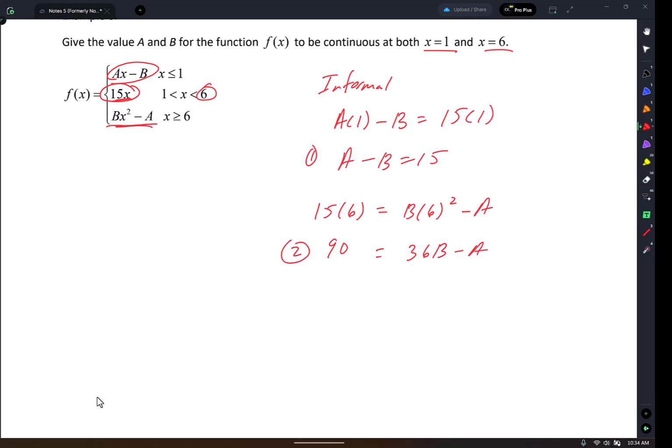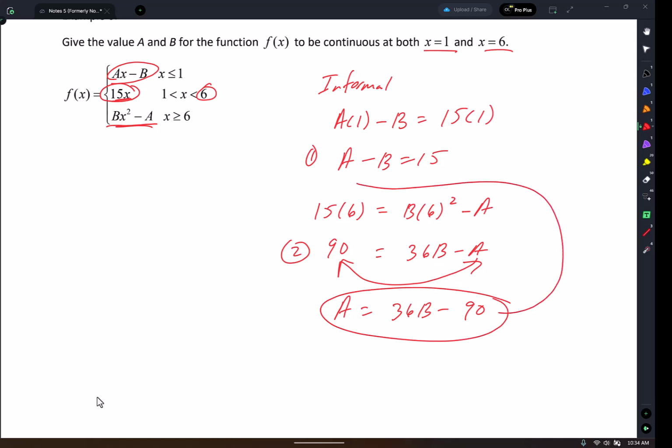This is equation 2. I'm going to solve for a in equation 2 and plug that into equation 1. So you're done with calculus. Now you're just doing algebra. From this one, I'm going to change these two numbers. So a equals 36b minus 90. And I'm going to plug that in right there.